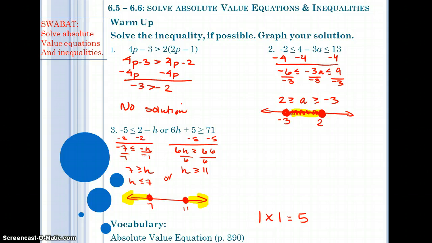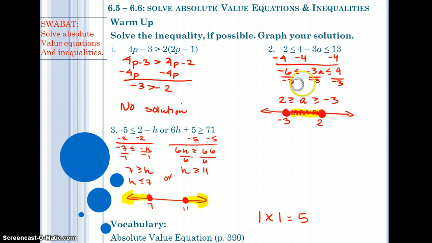Your warm-up you should have done before this. If you did not, go ahead and press pause, do the work, and then you can check your answers with my answers. Number 1, no solution because -3 is not greater than -2. Number 2 is an and statement, and you should have shaded in the beginning. Make sure that your circles are both closed here and there.